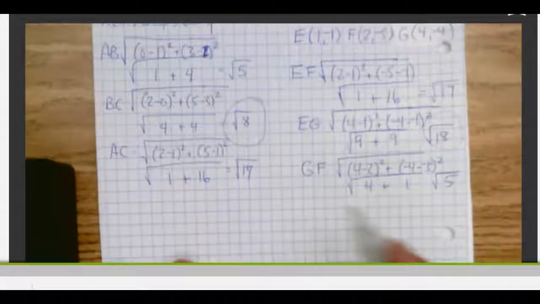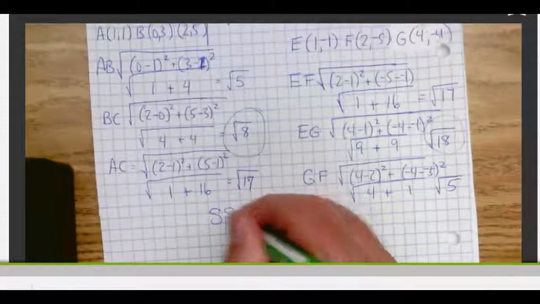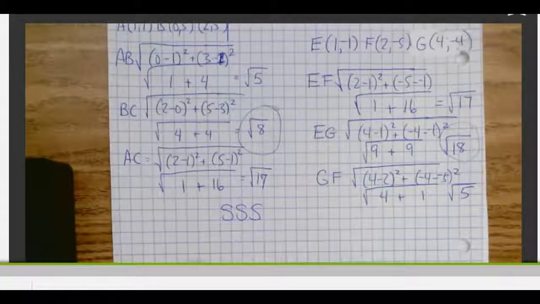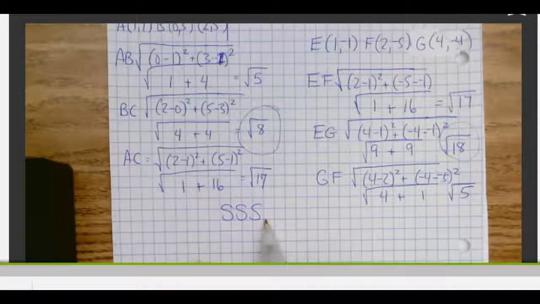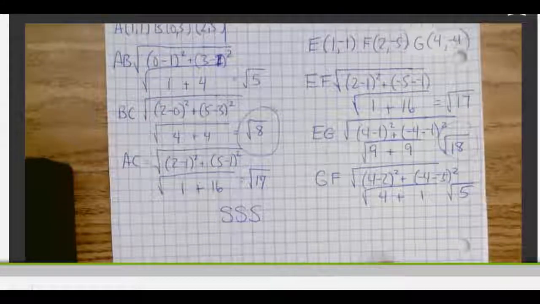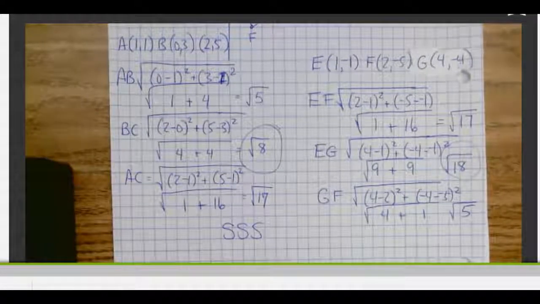The reason we're basing that on is the side theory. If triangles have three sides that are the same, they're congruent. This only has two. One side is not congruent, so they're not congruent triangles. So that's an example. I think you could do the other ones in your homework. Let me know if you have any questions.